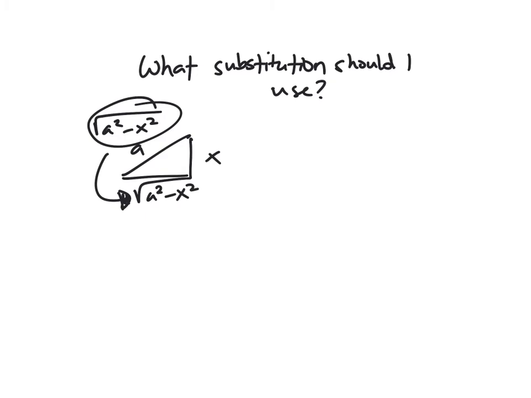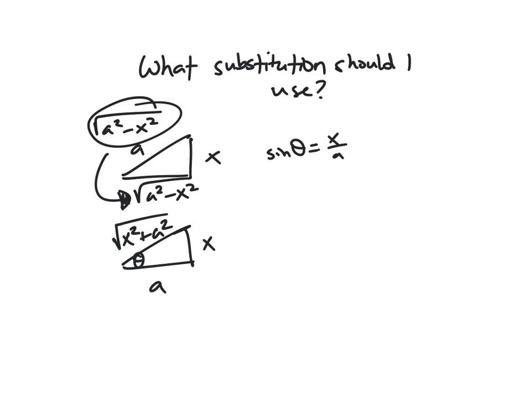So what is another option? Well, you could do one where you have tangent is going to be x over a. In which case, what is this side going to be? Well, you'd have x squared plus a squared. Okay, and so right up here for this one, we just use that sine of theta is equal to x over a, or that x is a sine theta. Here, we would use that tangent theta is x over a.